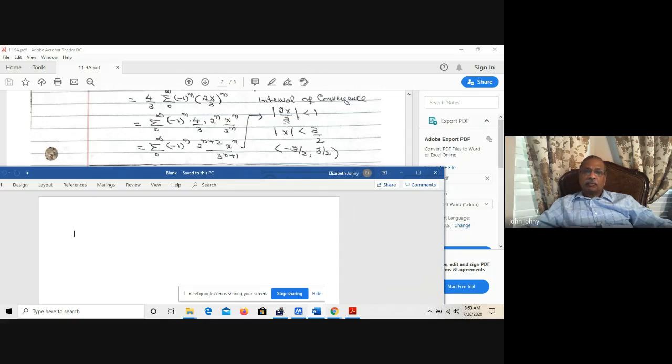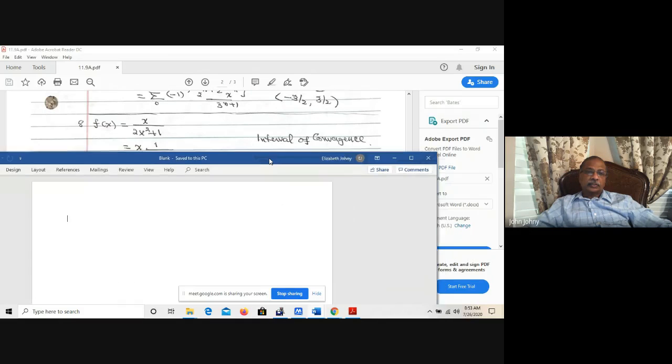And now the interval of convergence: absolute value of 2x, here x is replaced by 2x, is less than 1. So absolute value of x is less than 3 over 2. And that means negative 3 over 2 is less than x is less than 3 over 2.